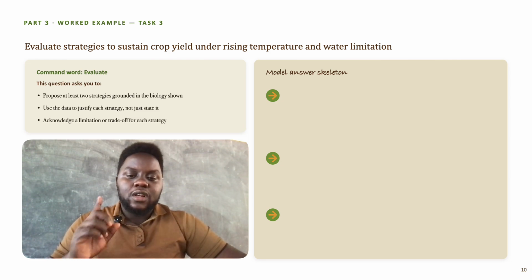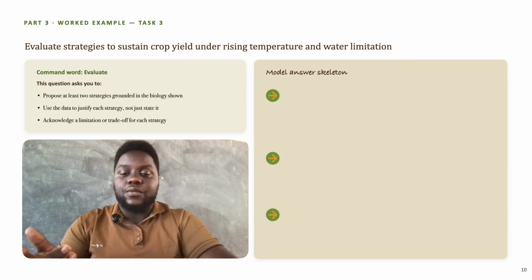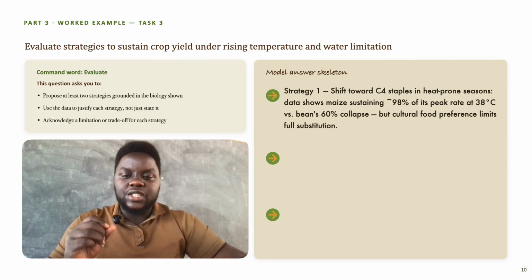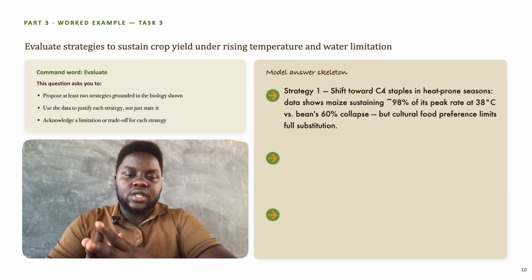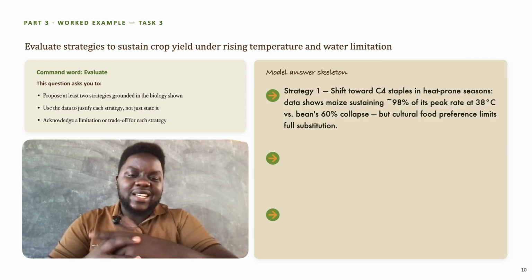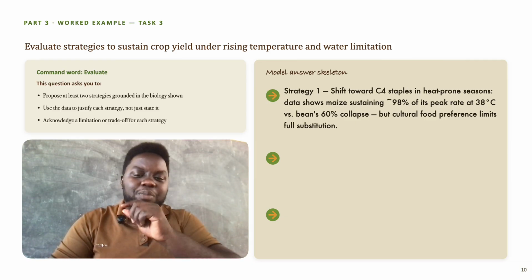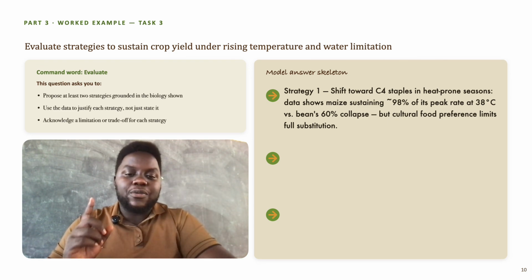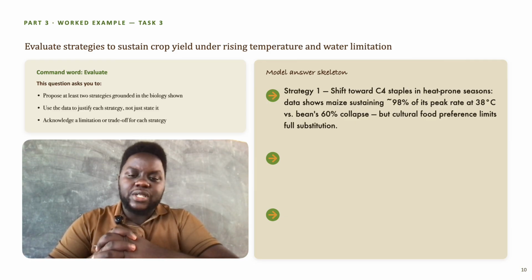Okay? Now, let's go through the three strategies, because giving three instead of a minimum of two is a good habit when you have time. It shows that you have range. Strategy one. Our first strategy is shifting towards C4 staples in heat-prone seasons. In this case, the data clearly supports this: maize sustains roughly 98% of its peak rate even when temperatures are at 38 degrees Celsius, while beans collapse by almost 40%. This evidence is compelling, but there is a limitation.